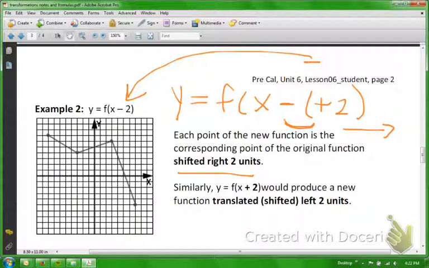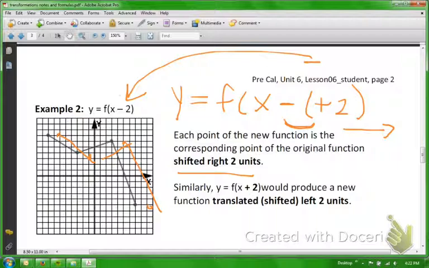If it's plus 2, you go to the left. It takes a little practice. So again, you just start at your point and you count over 2 units. We're going to do that with each point. Just count over 2. And then you connect your dots. And that's not real accurate, but you see what we're talking about.